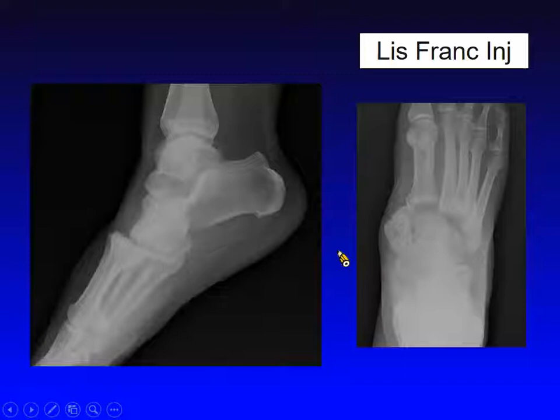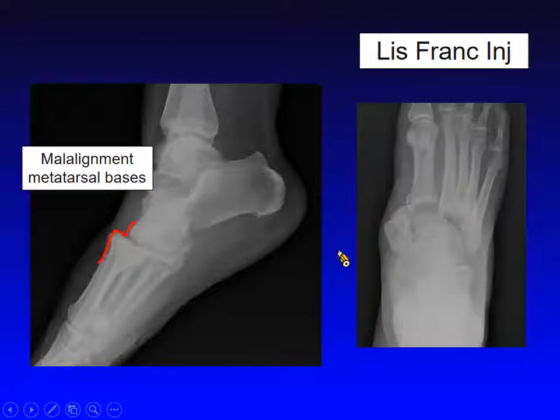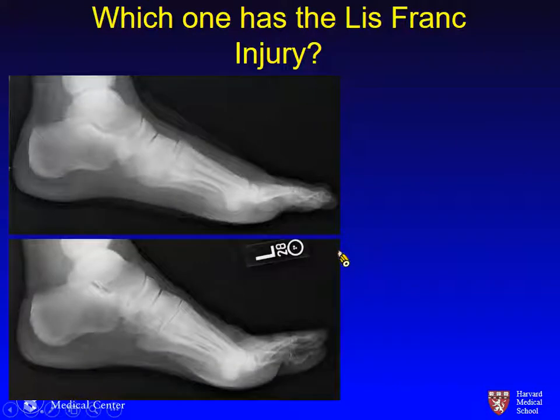The other thing is this elevation of the metatarsal bases. Look on the lateral view, and you can see this elevation of the metatarsal bases in relation to the cuneiforms. And this is malalignment of those bases. All right, so using that, which one of these films is abnormal?